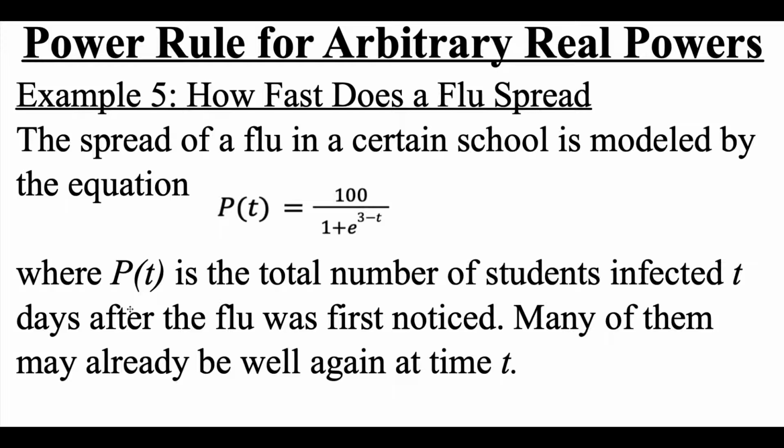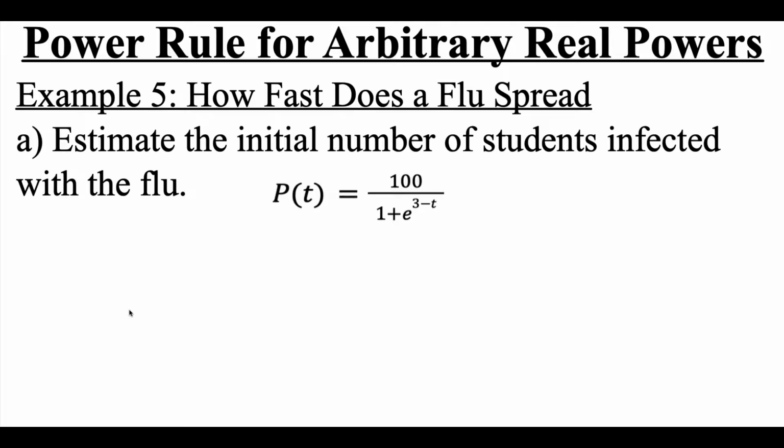Now, there's a few different things that we're going to do with this equation. The first thing we're going to do is estimate the initial number of students that were infected with the flu. Your initial number happens when your t-value is 0. So we would just take this t-value of 0 and plug it into our function here. So really, this would say 100 over 1 plus e raised to the third power. And if we were to type all of that into our calculator, we would get approximately 5 students. So when they first noticed the flu at the time of 0, there were 5 students who were infected.